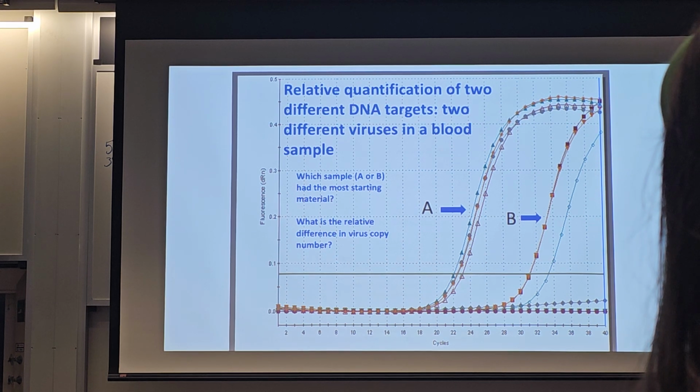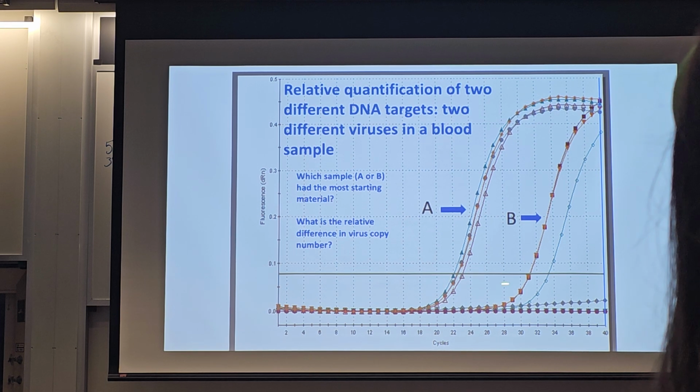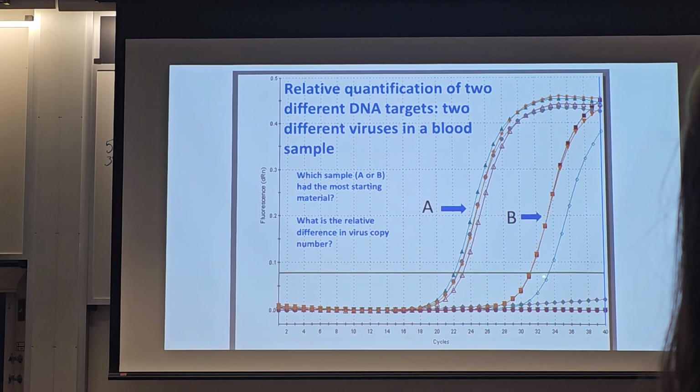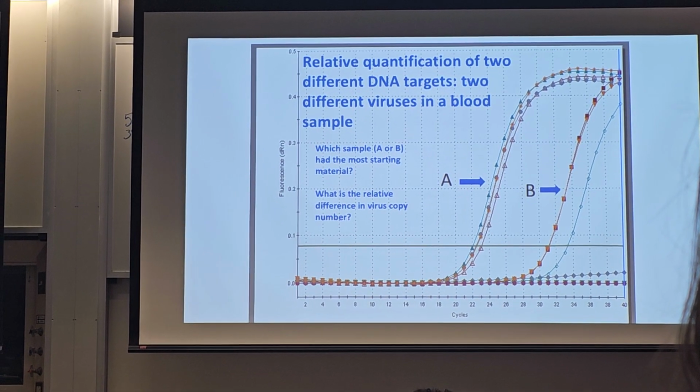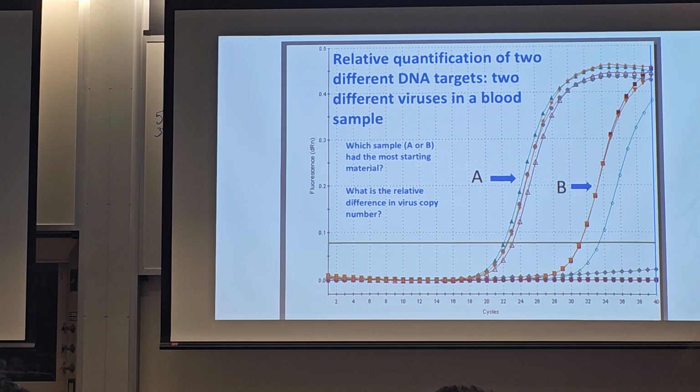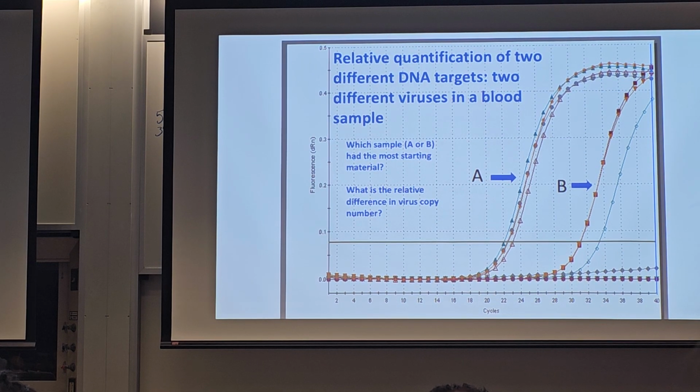A 10 cycle difference is a lot because at every cycle you're doubling. So that's going to be 2 to the 10th difference in the amount of starting material of these two samples. 2 to the 10th: times 2 is 4, times 2 is 8, 16, 32, 64, 128, 256, 512, 1024. So about 1,000-fold difference. So what we would conclude from this experiment, without doing any fancy math, is that there's about 1,000 times more of this virus than that virus.